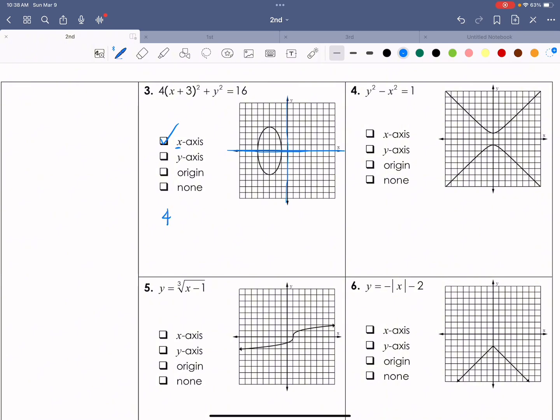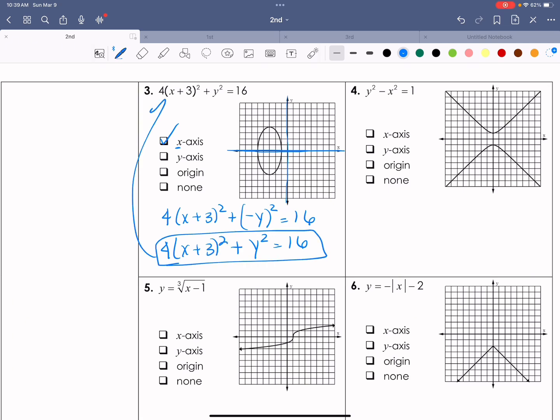So if I rewrote this as 4 times (x plus 3) squared plus negative y squared equals 16, negative y squared just makes y squared. And this would all remain the same. So does this match your original? Yes, it does. So that one checks.